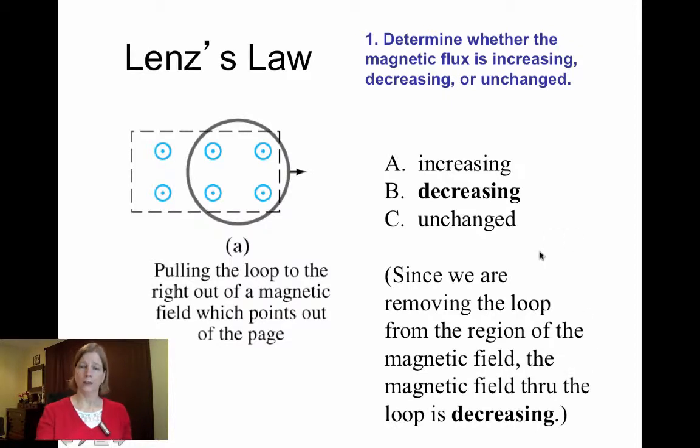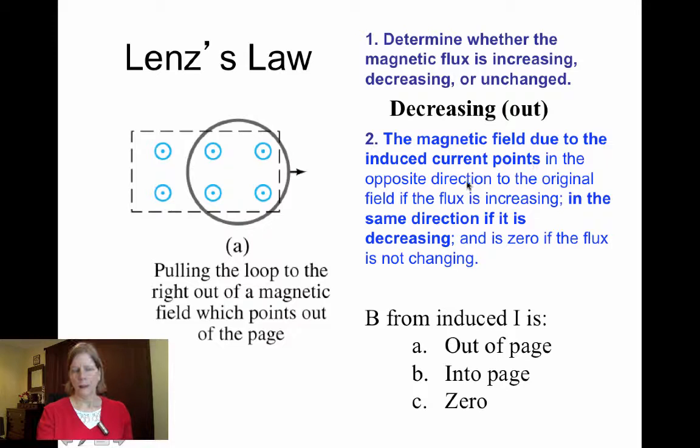All right, next step. We apply the knowledge given in the second step. The magnetic field due to the induced current points in the same direction as the original if the flux is decreasing. So I've just bolded the words we need for this example. We know the flux is decreasing, so the magnetic field due to the induced current will point in the same direction, so it will also be out of the page.